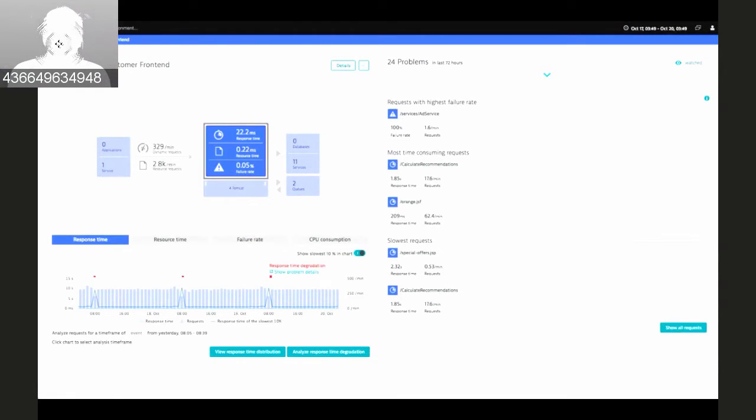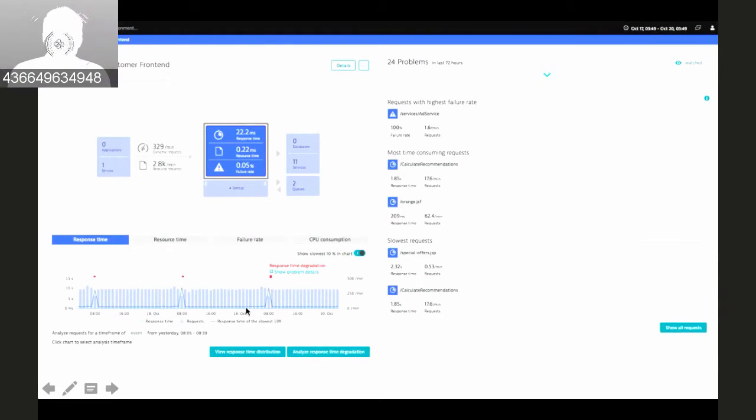We also see which are the most time-consuming requests. Time-consuming requests are not only slow requests, but are also called a large number of times, right? So they contribute considerably to the overall response time of this service. And then we also see the generally slowest requests on that service. So those are your candidates for improvements, right?